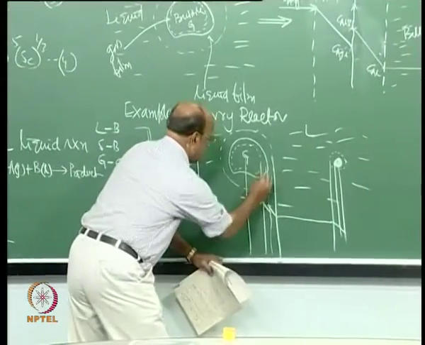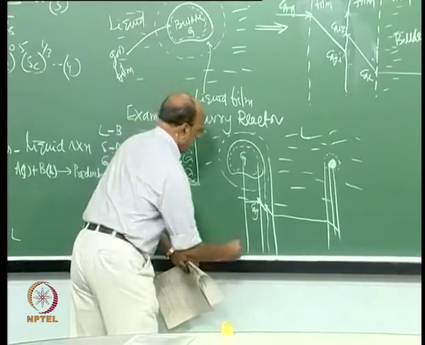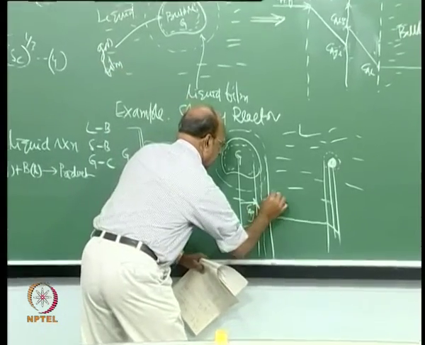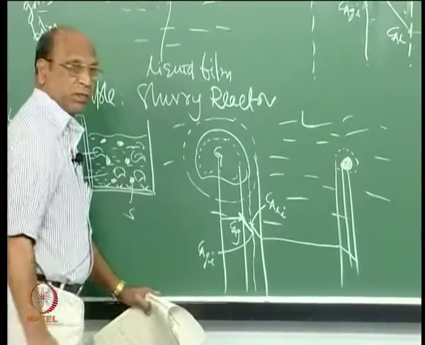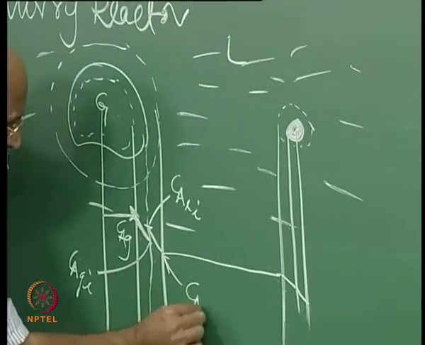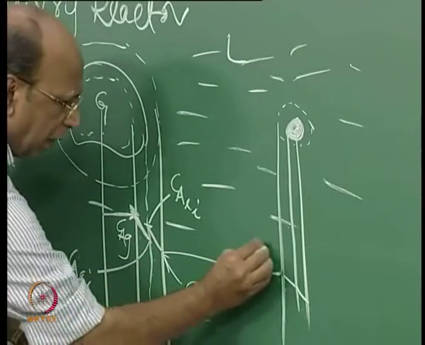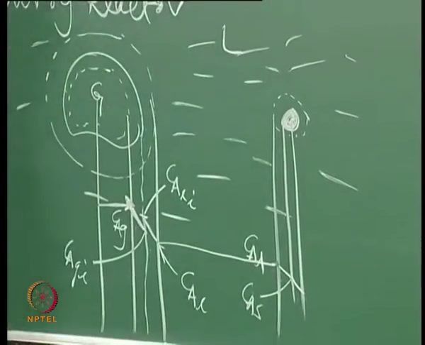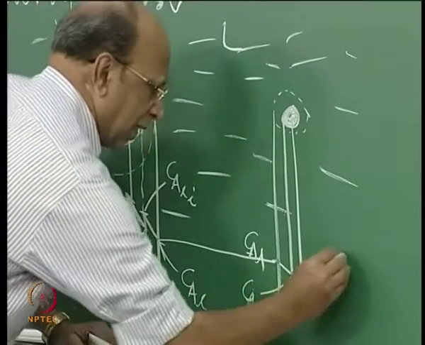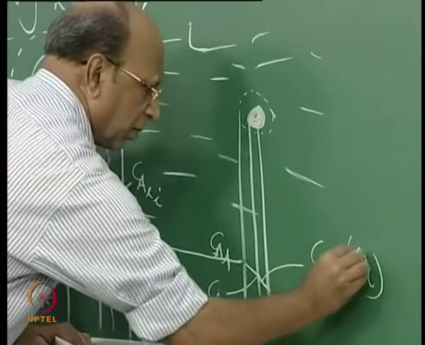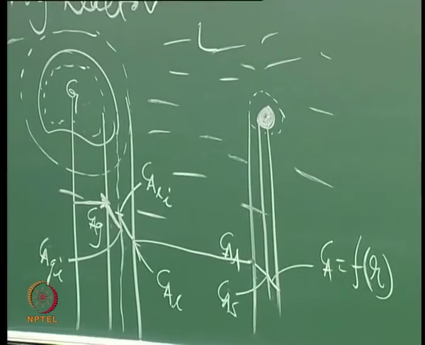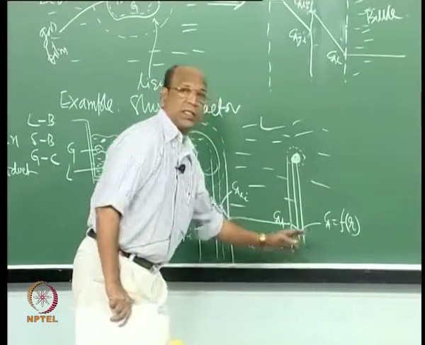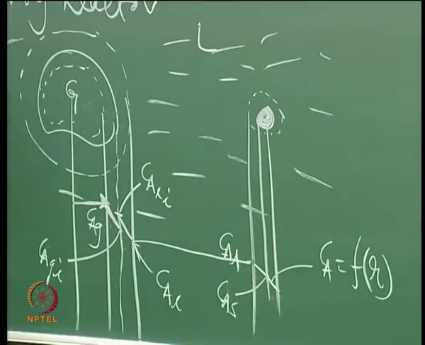Right. Again, if I write this, this is CAG, this is CAGI, this is CALI, this is CAL, this is also CAL, this is CAS. If it is non-porous, then this is the concentration CA as a function of R, where R is the radial distance inside the particle. If it is non-porous, then it stops here, beyond this is not there. So, all these steps we have to take into account.